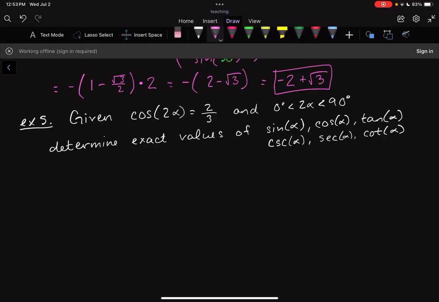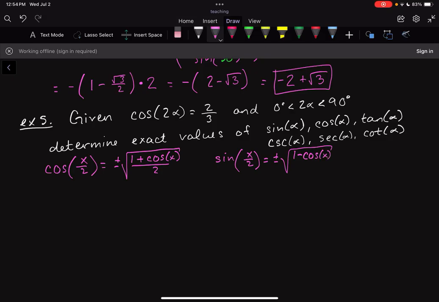So we've got cosine x over 2 is equal to plus or minus the square root of 1 plus cosine x over 2. I also have the identity sine x over 2 is equal to plus or minus the square root of 1 minus cosine x over 2. So I'm just going to start off with those.